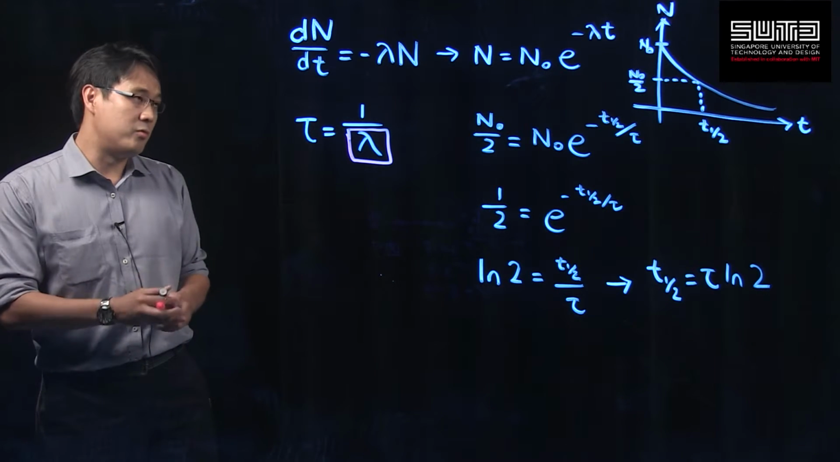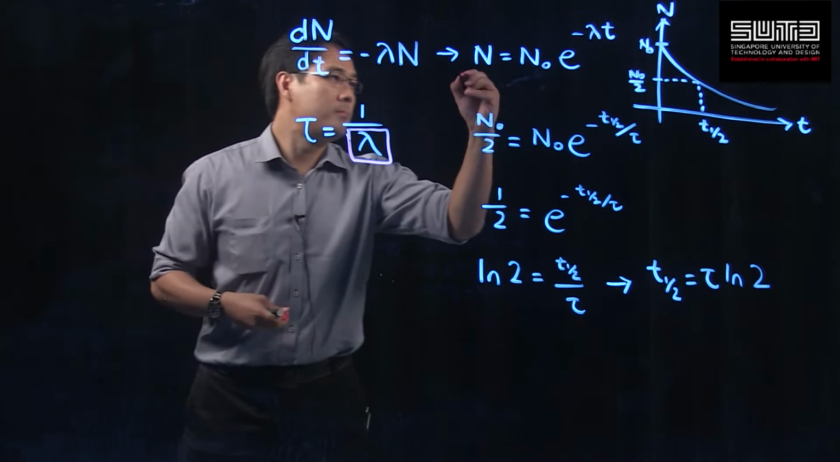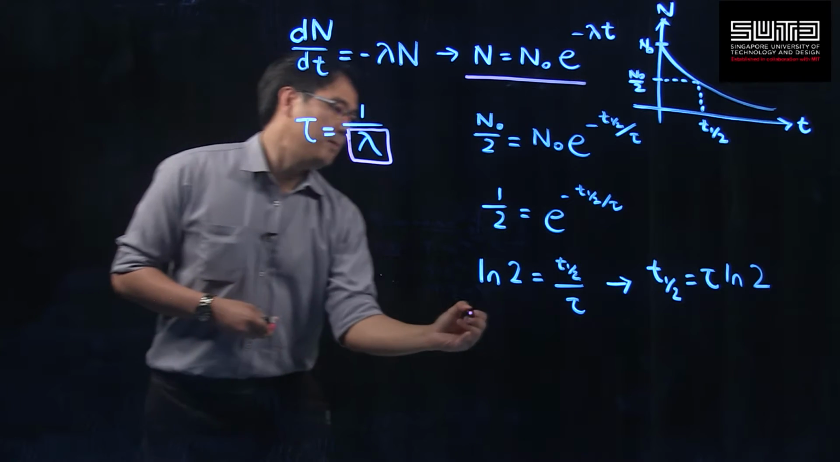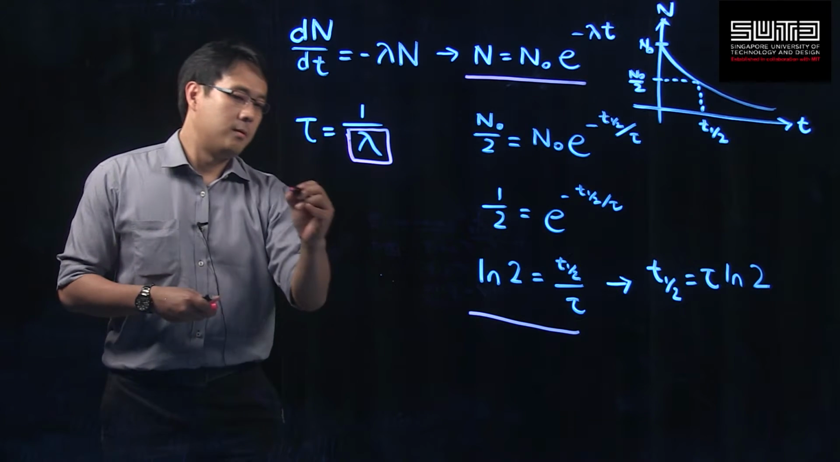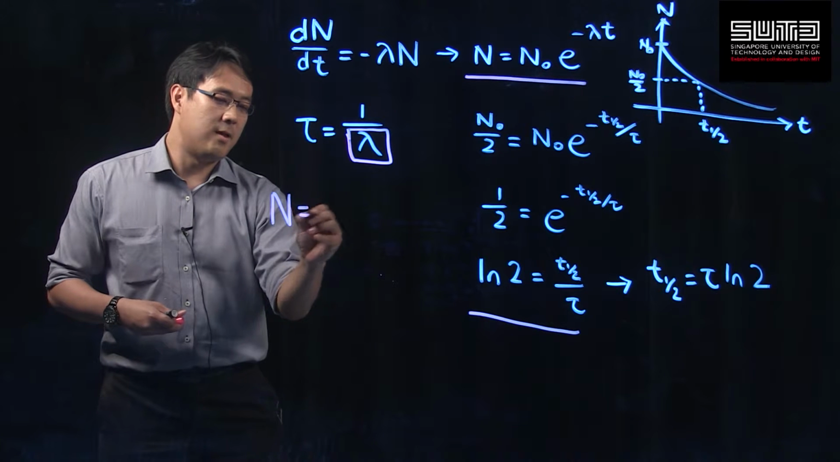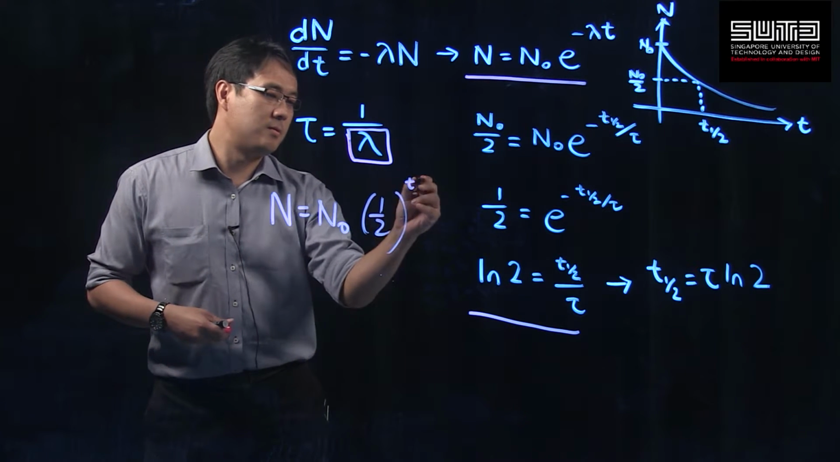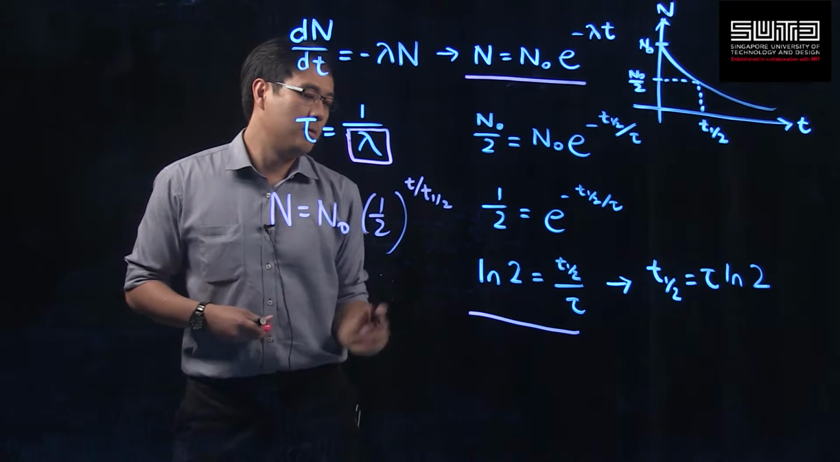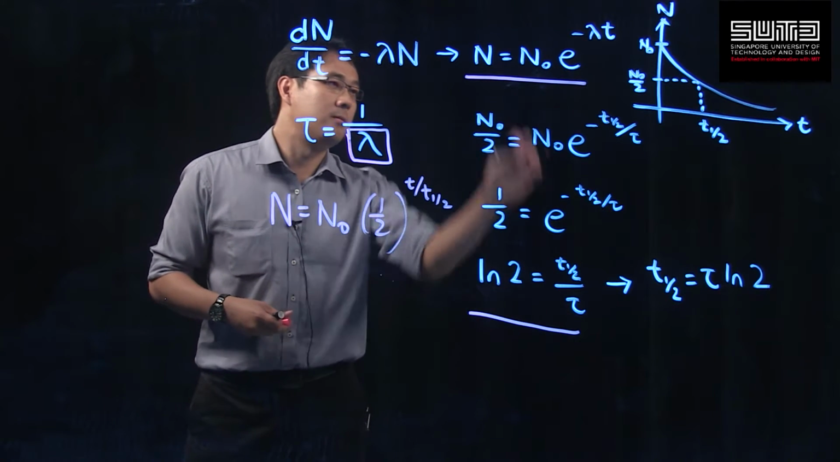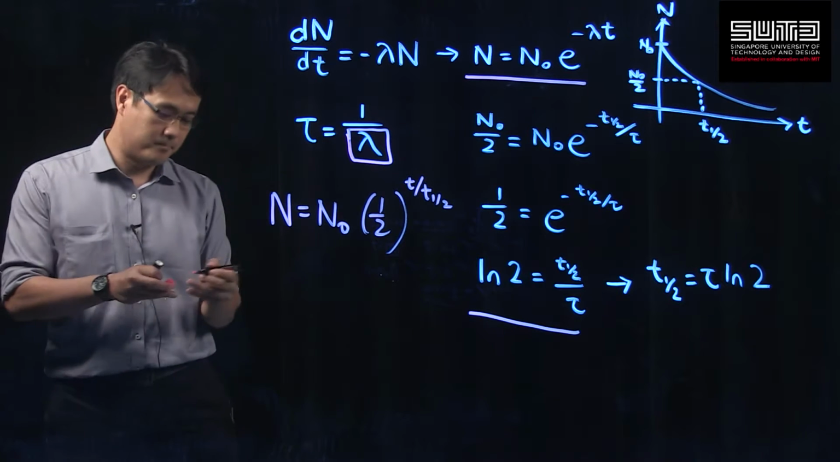Another expression that is useful, and that comes from here and here, is N = N₀(1/2)^(t/t_half). I'll leave it to you as an exercise to derive this expression.